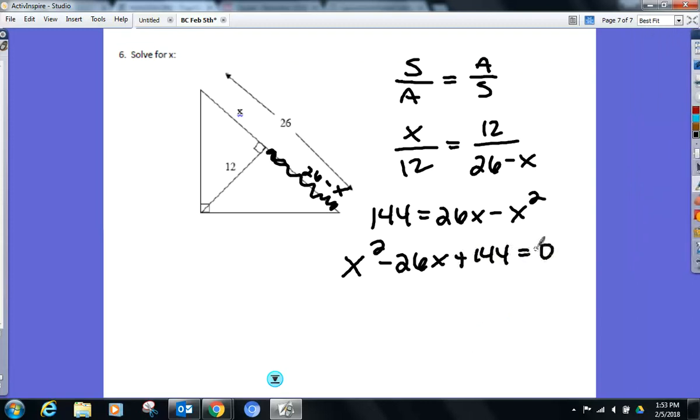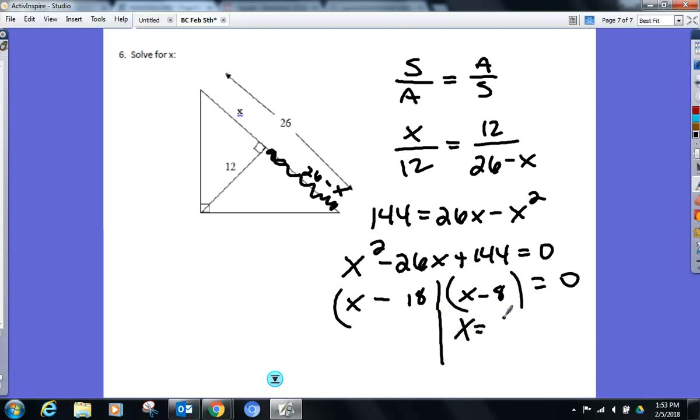You could use quadratic formula, feel free. I'm throwing the old factoring game out and looking for two numbers that multiply to 144 but are going to somehow give me a 26. And those numbers, 18 and 8, what do I have to put in front of them to get negative 26? Both negative. So you ended up with 8 and 18. Do either one make negative side lengths? No. So there's no need to reject either of them. There's two different values. Could be 8 or it could be 18.